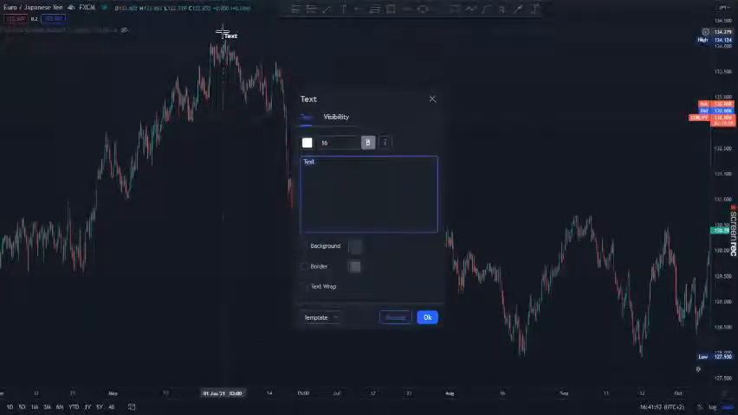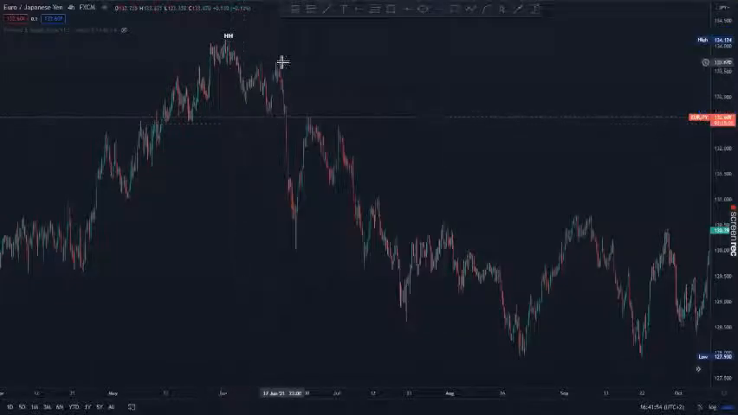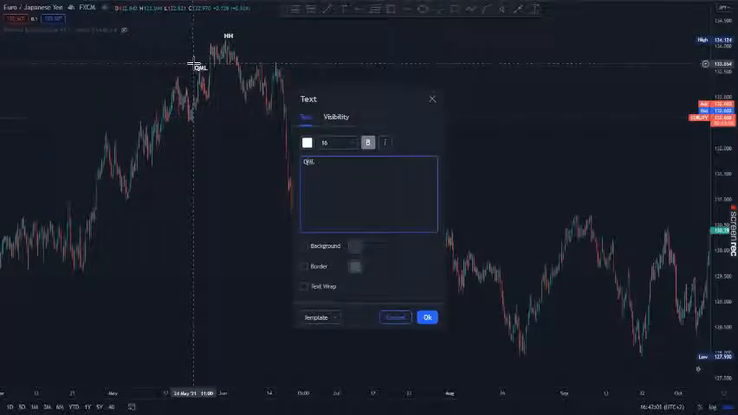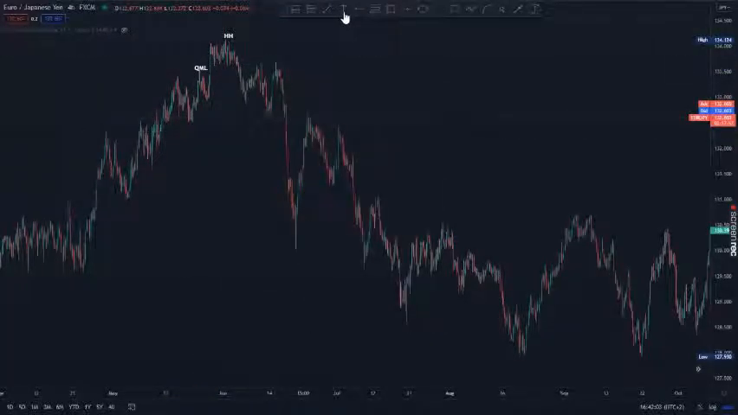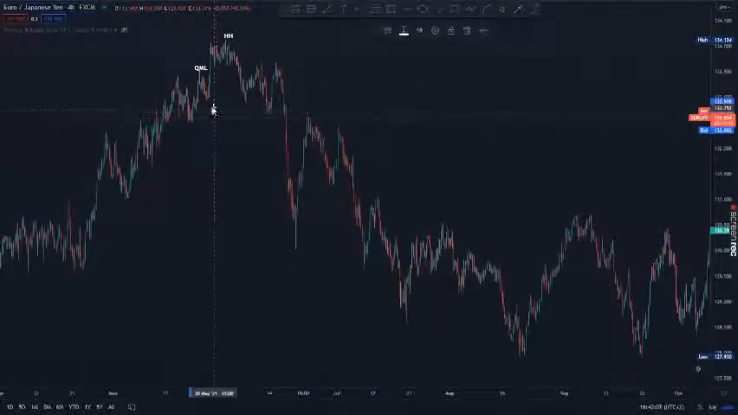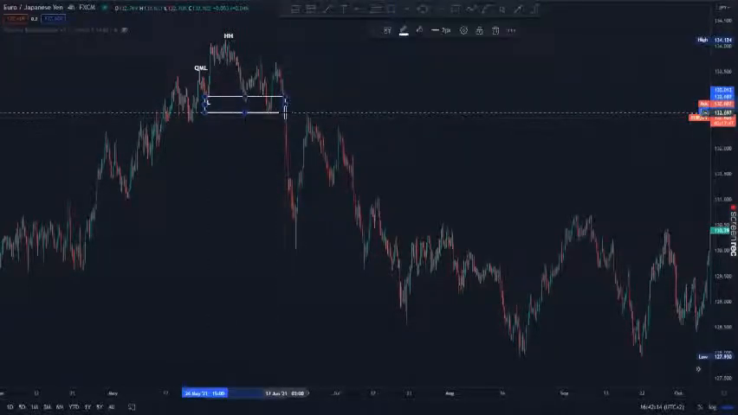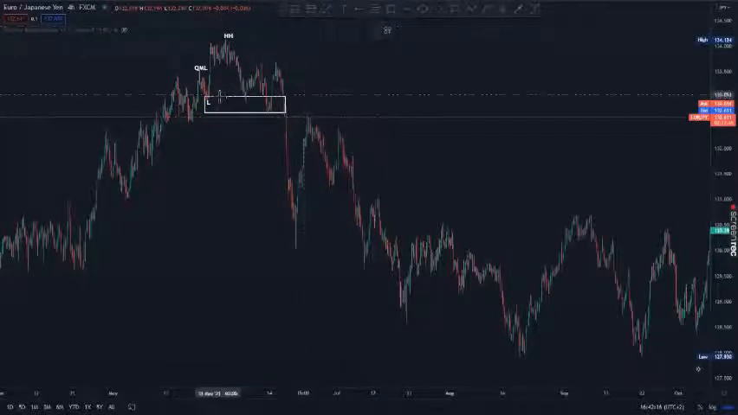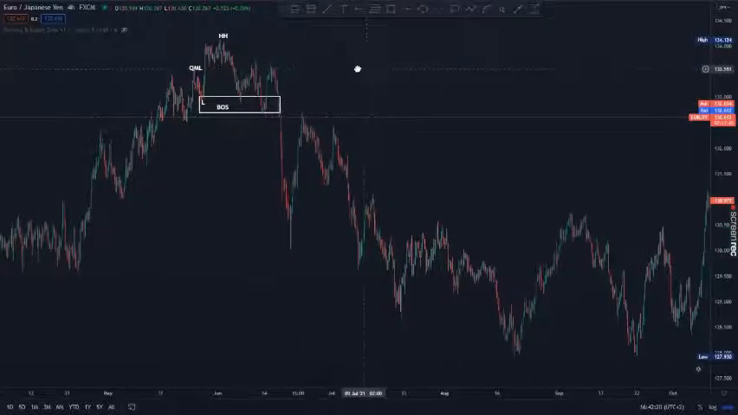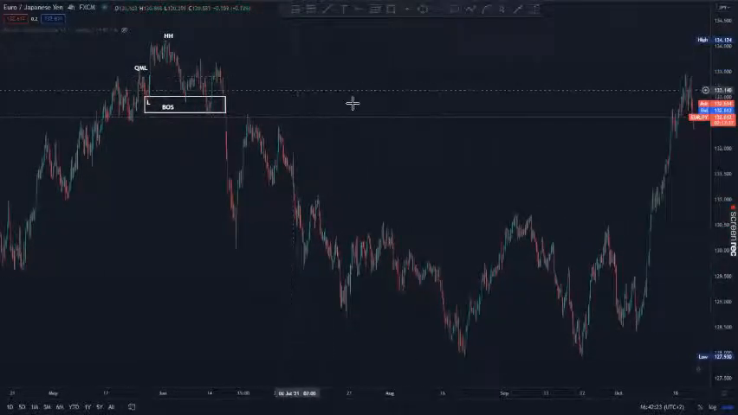My higher high was right here, my higher high was there, and my QML was here. This was my left shoulder, my QML. My low was here, right here, and I had a break of structure at this level. Therefore, this was my BOS. After having that, what else do I need?